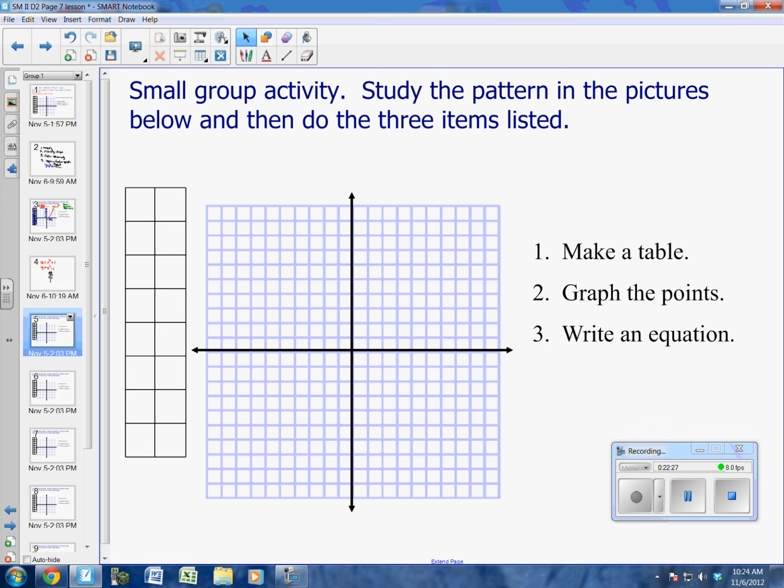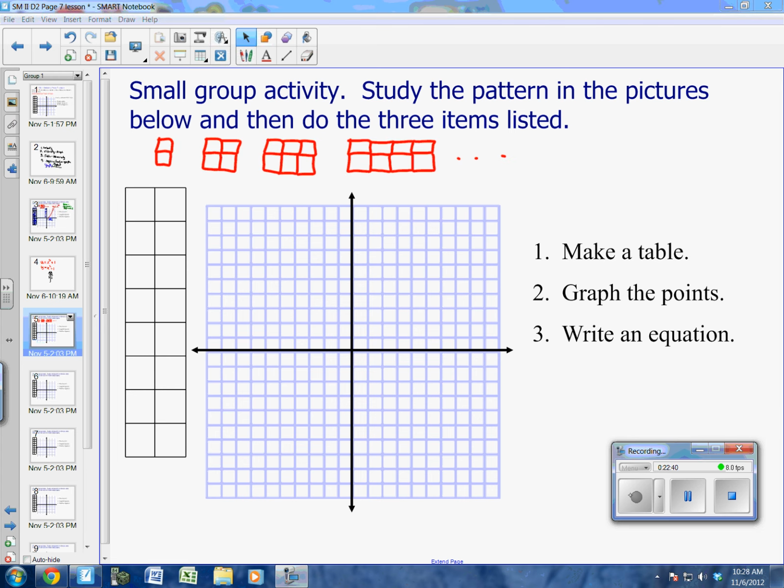See if he's doing it right. One column of 2, 2 columns of 2. I want you to make the table, the graph, and write an equation. Okay, everybody listen. I've drawn the picture up here of what your block should have looked like. 1 column of 2, 2 columns of 2, 3 columns of 2, 4 columns of 2, etc.